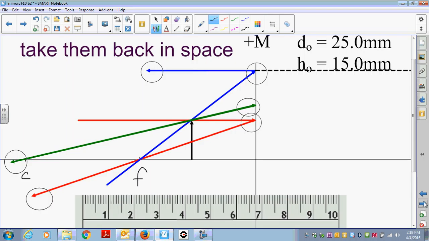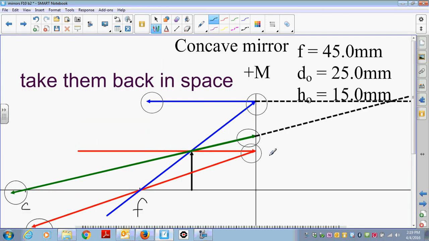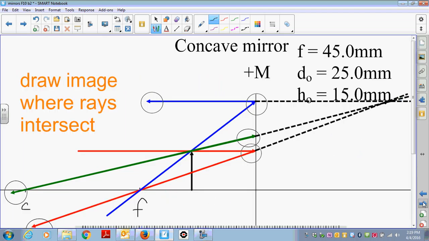Here you can see the first line. The second one is this one, project it back. And the third one is this one, project it back. Then we draw our image where the rays intersect, which is right here. And there's our image.